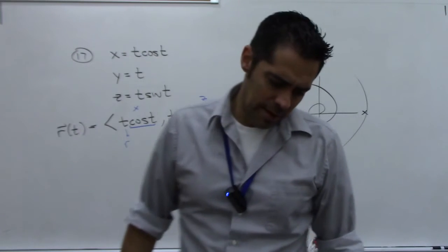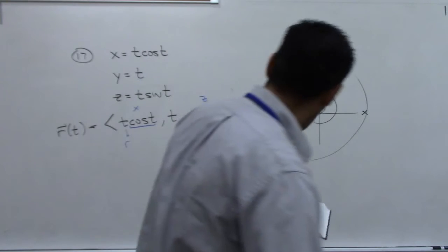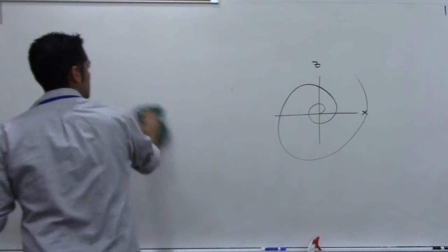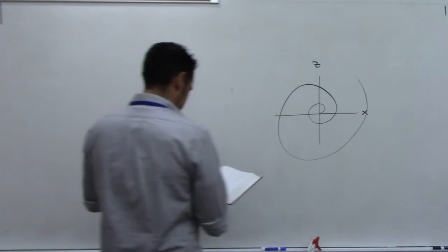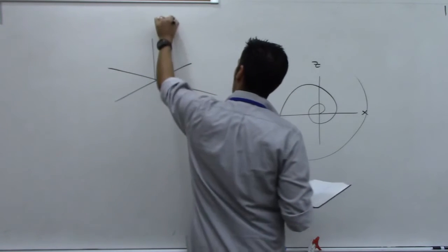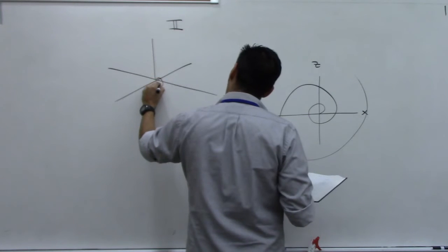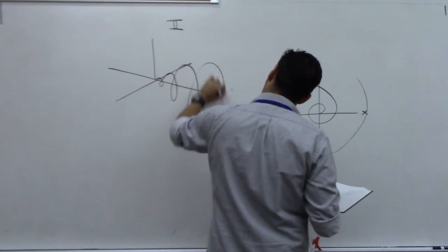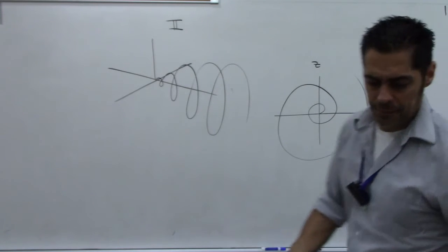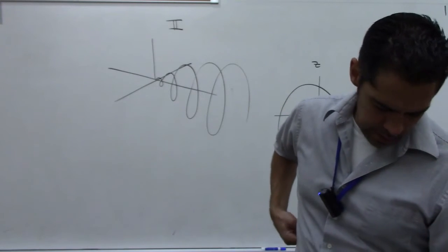So I think that looks like two on here. On your options, option two looks like this. All right, so you can mess with the rest through 22.